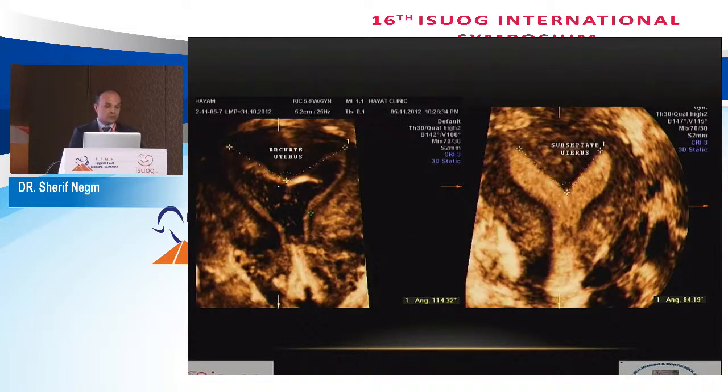The easiest way to do this, quite simply, is to look at the coronal view of the uterus taken by 3D ultrasound, and just to measure this angle here, you can see it. This angle is known as the indentation tip angle. If it is less than 90 degrees, then it is most probably a subseptate uterus. If it is larger than 90 degrees, then you can very safely say that it is not a subseptate uterus, but rather it could be an arcuate or even a normal uterus.